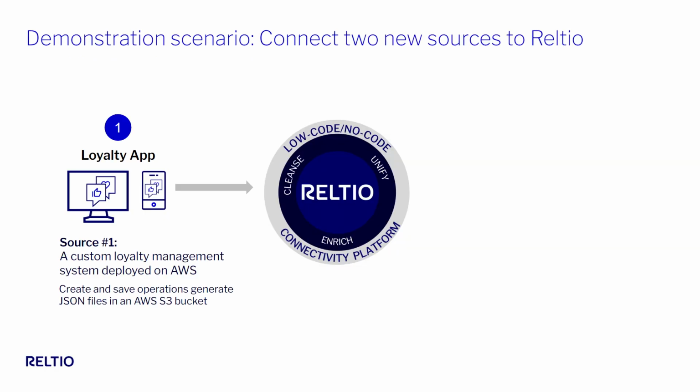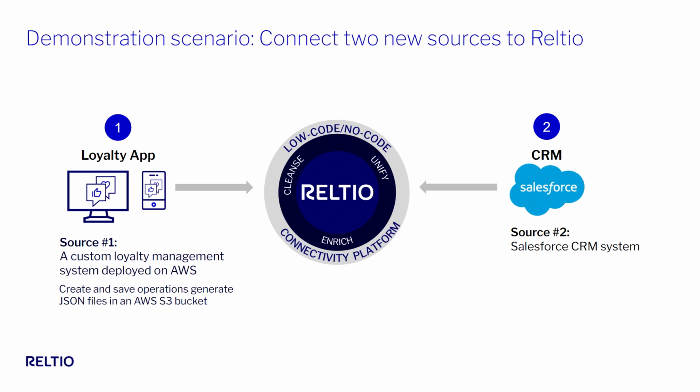In this demonstration, I will play the role of a citizen integrator or data analyst who's been asked to integrate 2 new sources of data into my Reltio environment via the Reltio Integration Hub. The first of my 2 sources is a custom-built loyalty application on AWS that generates JSON files in S3 for every create or update, and the second source is Salesforce.com. I've been provided with read-only credentials to access both the S3 bucket and my Salesforce instance, and I've been given a sample JSON file resulting from the create or update in the loyalty app.